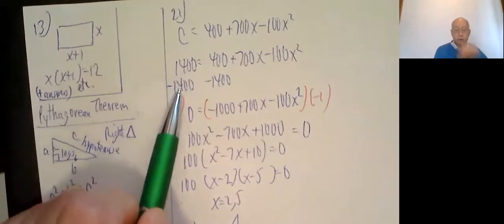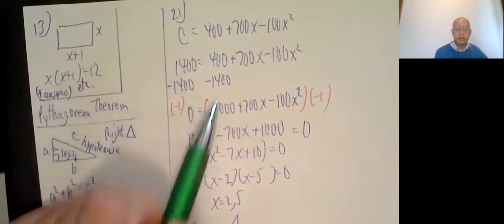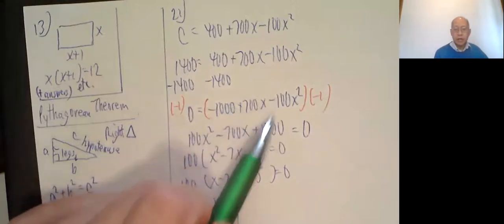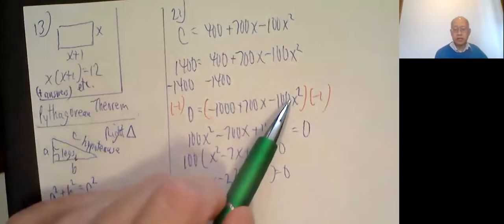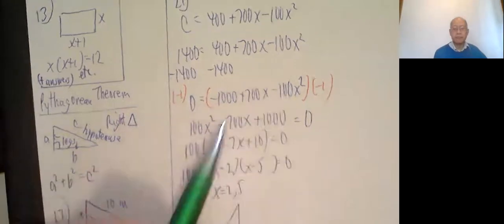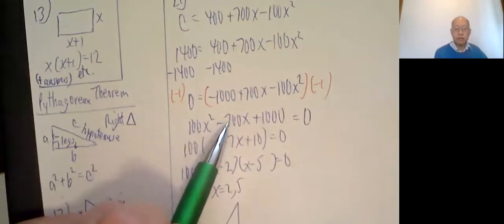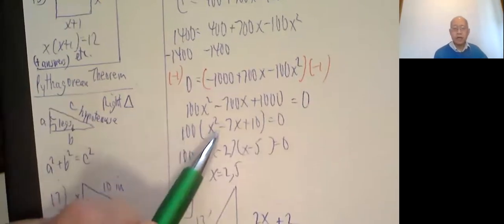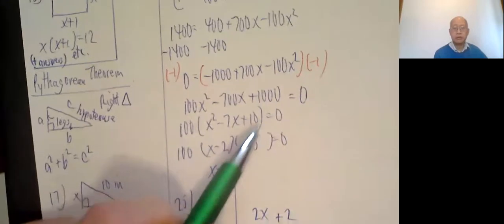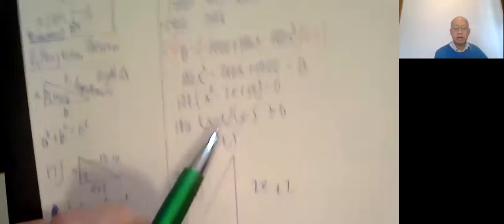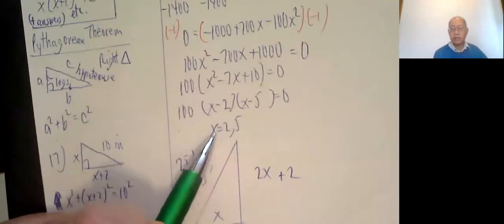Okay, subtract 1,400 on both sides. So I get 0 equals negative 1,000 plus 700x minus 100x squared. Okay, I want the leading coefficient, the coefficient in front of the x squared, to be positive. So multiply both sides by negative 1 and put the x squared in front. So 100x squared minus 700x plus 1,000 equals 0. Factor out 100. X squared minus 7x plus 10 equals 0. 7 and 10, 2 and 5, minus, minus. So x is either 2 or 5. So x equals 2 or x equals 5 is my solution.